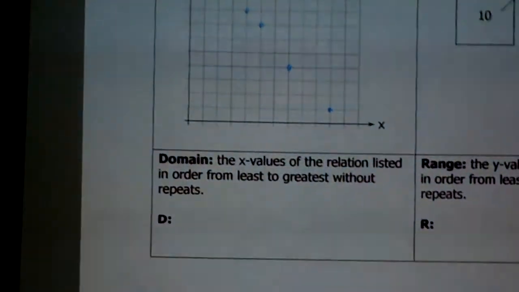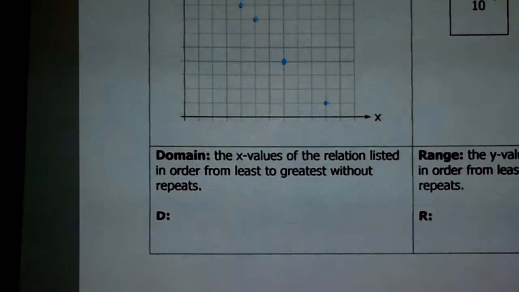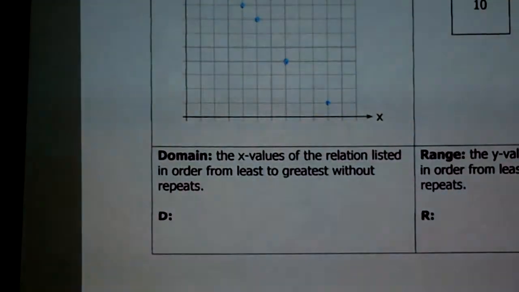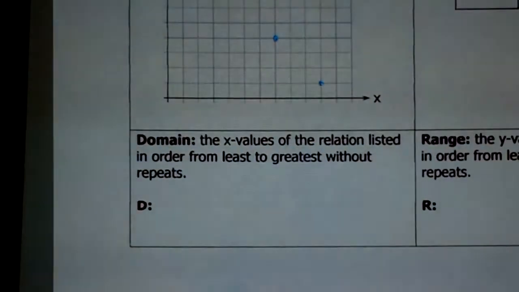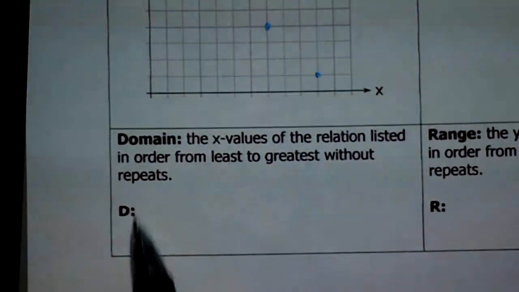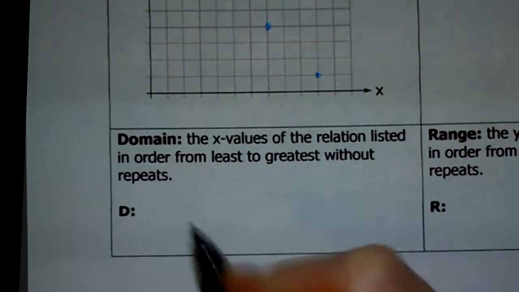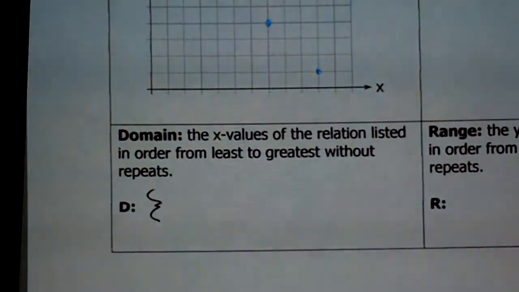All right, when you're listing the domain, because that's kind of a goal today, you're going to have to be able to look at any one of those ways relations are expressed and tell me what the domain and the range is. So the domain, the x values of a relation, should be listed in order from least to greatest, and you don't need to repeat any that appear more than once. So how you would list it, you would put a capital D, equals, and then we're going to put some little fancy brackets. Do your best, and I'll do my best. I'm not the greatest at making those.